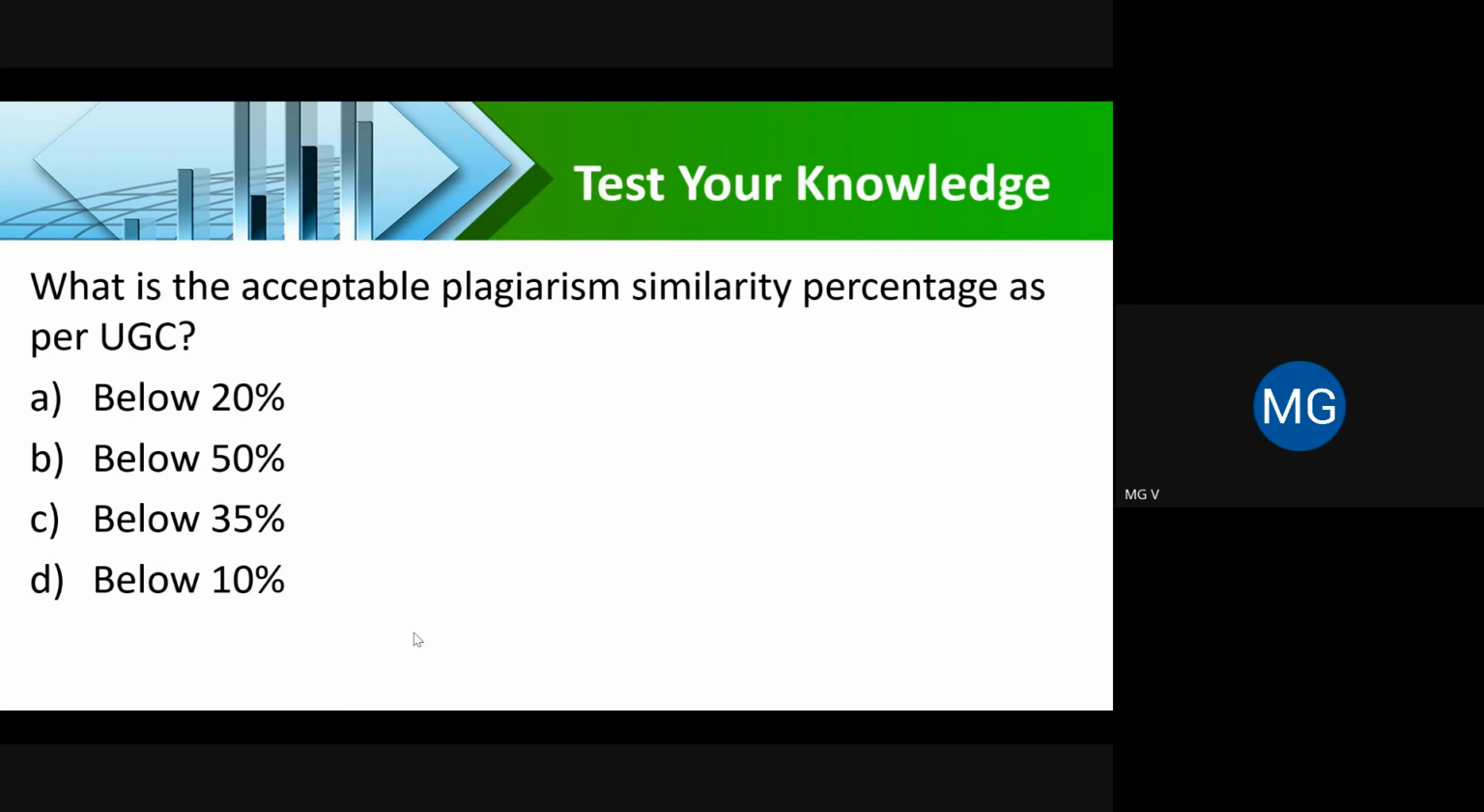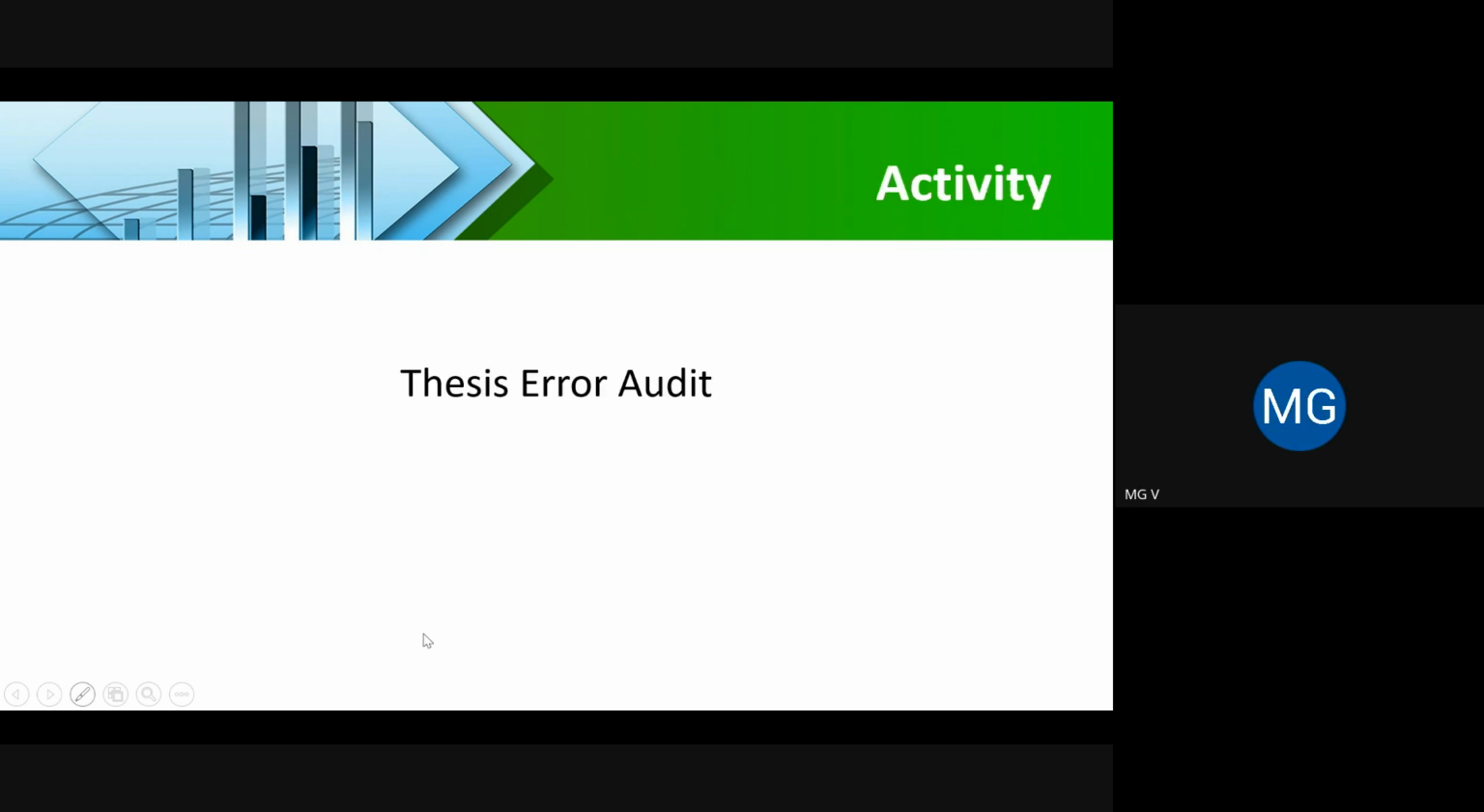What is the UGC acceptance plagiarism similarity percentage? D, below 10%. Below 10 or 20? No, 10%. Below 10. Okay.